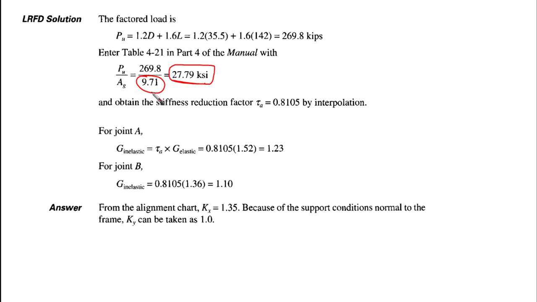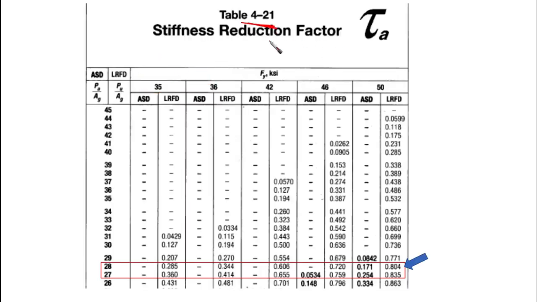Okay, then we are going into the table, which is table 4-21, and get tau alpha. Let's go to the table. This is table 4-21, tau alpha, and we are going to find for Fy equal to 50, and for LRFD, Pu over Ag without the resistance factor, here 27 point something. We are here, right? Then under the column LRFD for 50 ksi, we are going down here, okay, down here, until we find these two values, 0.804 and 0.835.